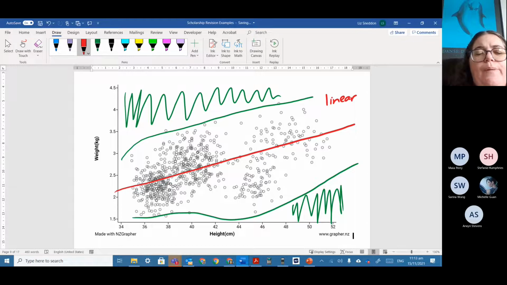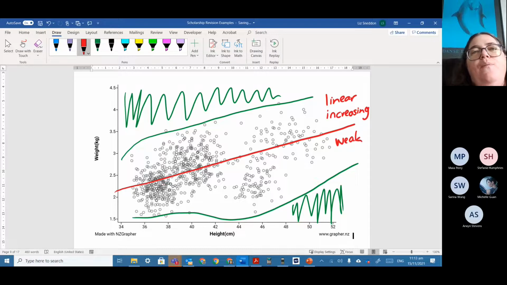Okay, what about the direction? Is it increasing or decreasing? Increasing. Good. So we've got a linear model, an increasing relationship, strong to weak? Weak. Quite weak. There's a lot of scatter going on there.